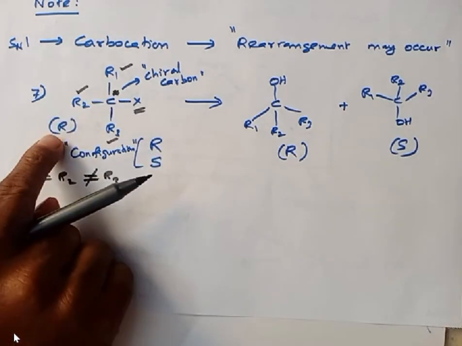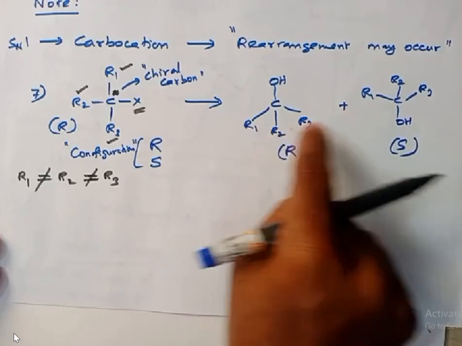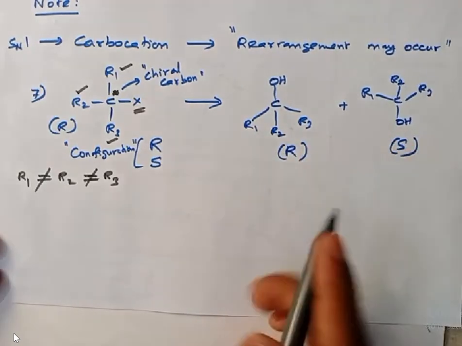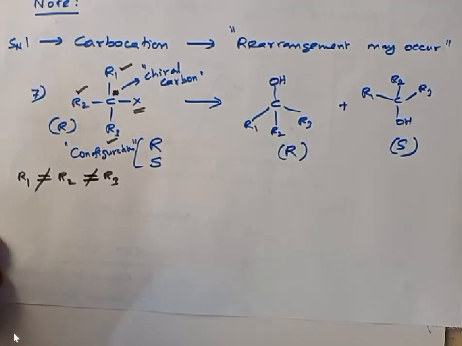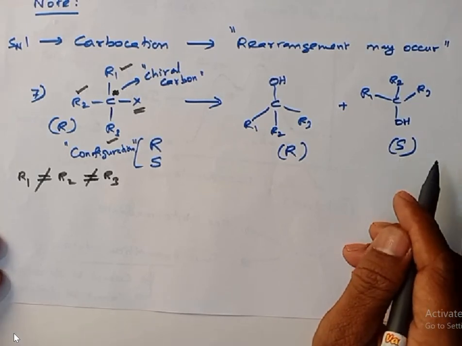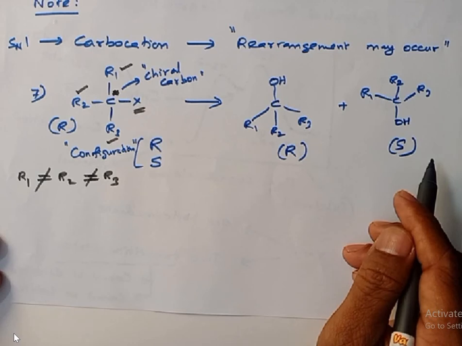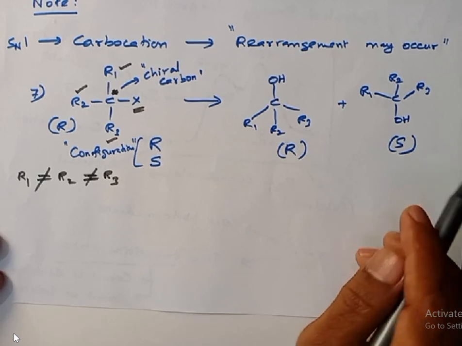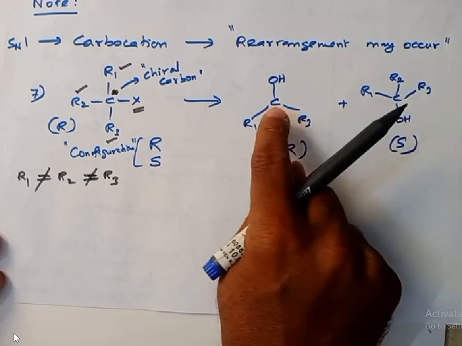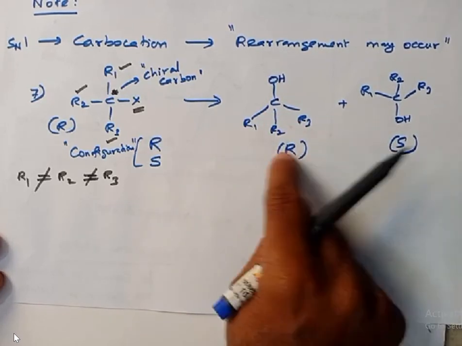Your reactant has only R configuration, but the product we get has R as well as S. And I told you there is a 50% chance for top side attack and 50% chance for back side attack. Therefore, R and S are formed in equal amounts, 50-50. Students, observe this carefully. In the product, we have alcohol. Both are alcohols and they are isomers. R and S are isomers of the same product.